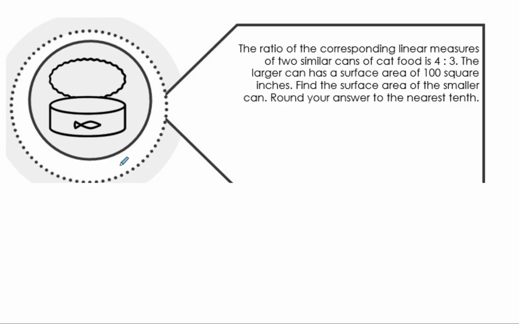All right, let's take a look at this next one. The ratio of the corresponding linear measures of two similar cans of cat food is 4:3. The larger can has a surface area of 100 square inches. Find the surface area of the smaller can. Round your answer to the nearest tenth. Go ahead and pause the video. Try this one on your own.